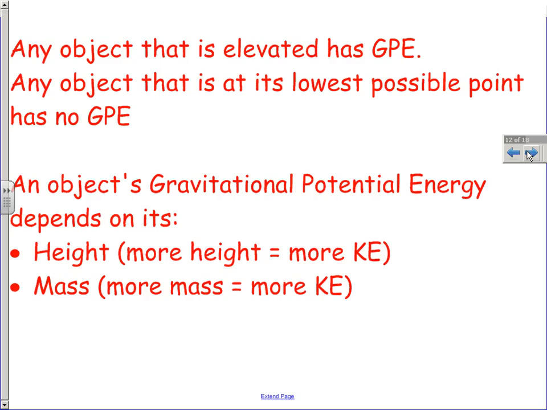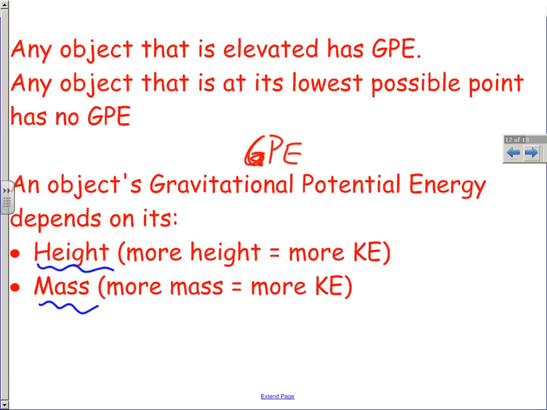So the gravitational potential energy, we're going to call GPE. I cannot make G's lately. Gravitational potential energy depends on the height, how high up off the ground it is. The higher it is, the more GPE it has. And the mass. The more mass it has, the more GPE it has. Again, assuming that it's lifted. If it's not lifted, it won't have any GPE no matter how massive it is.